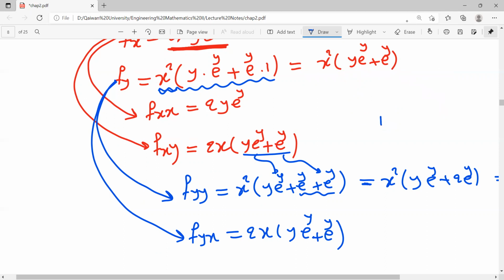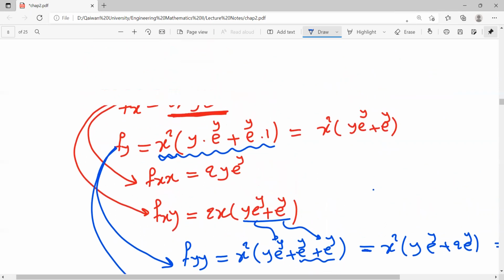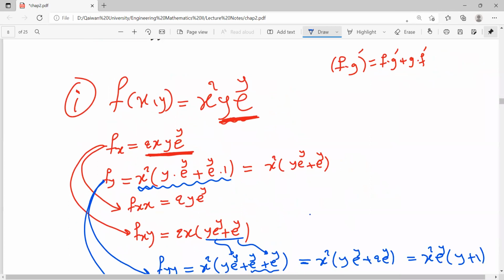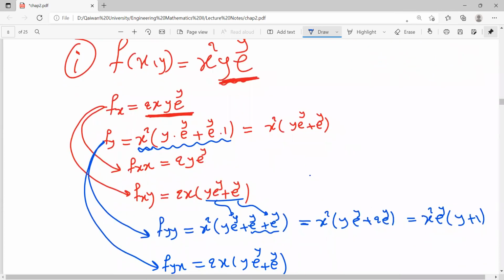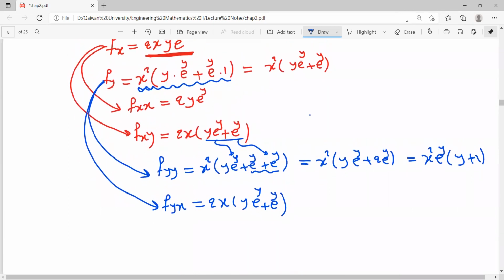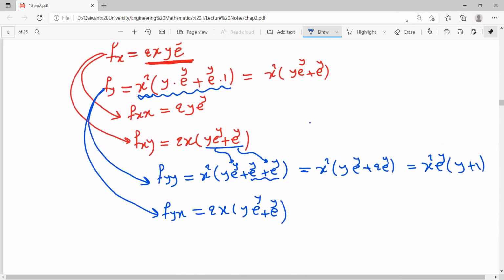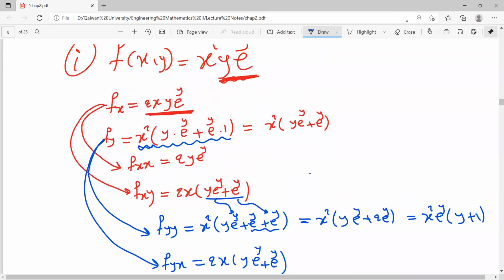Is that clear? First, it's easier to find f sub x, then f sub y. After finding these two, you can find f sub xx and f sub xy from f sub x.